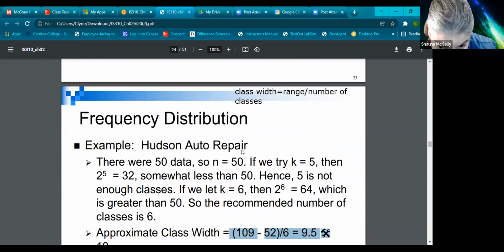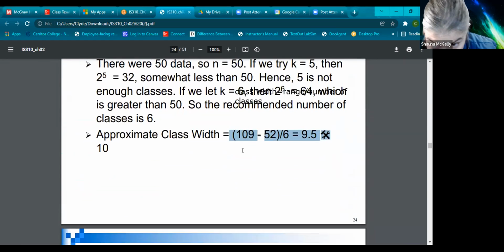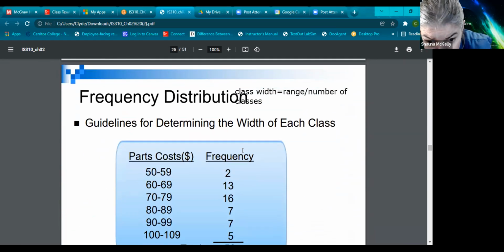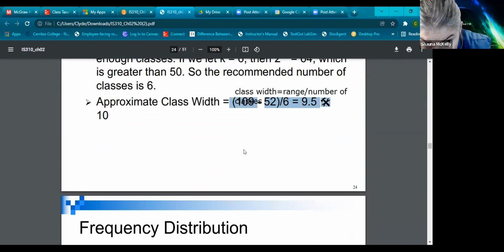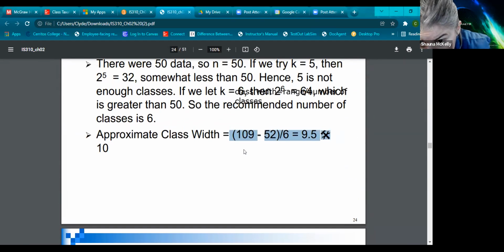Okay, keep going. So she did that now. 9.5. We can't have a class width of 9.5. Go back. So what she's going to do is she's going to take this up. Now, it depends on the book. This is one of those cases where different books teach this different ways, okay?